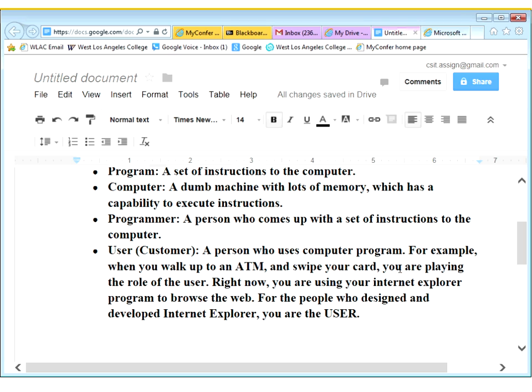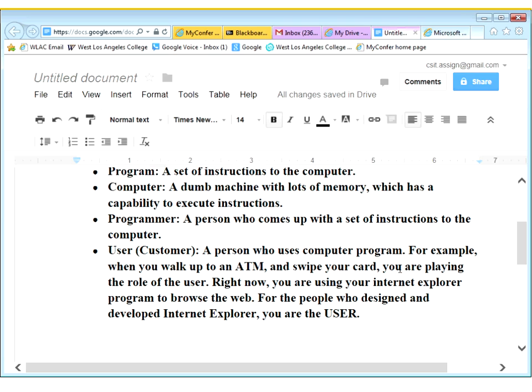So again, back to what the user or customer is: the person who uses the computer program. For example, when you walk up to an ATM and swipe the card, you're playing the role of the user. Programmers usually have a small set of users called test users. They're there to test the application, run it through different scenarios, and see if there are issues with user acceptance and intuitiveness, whether it's easy for the user to use the program.